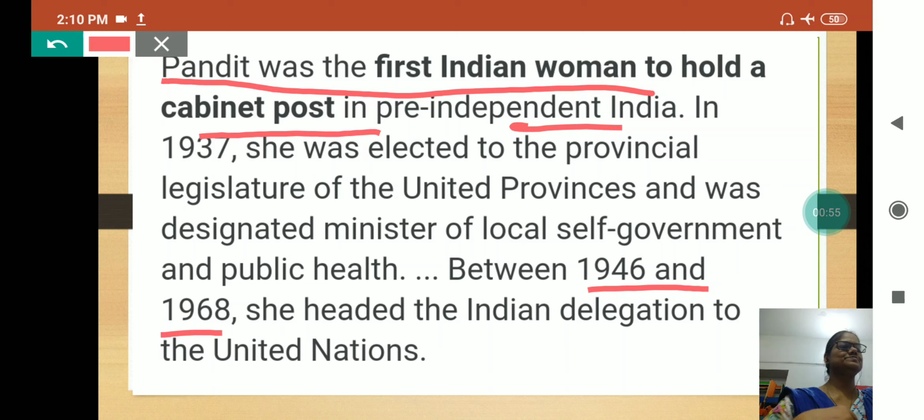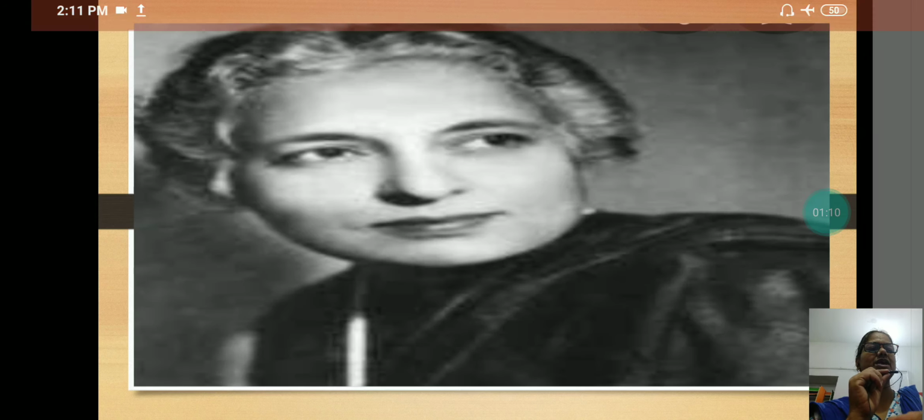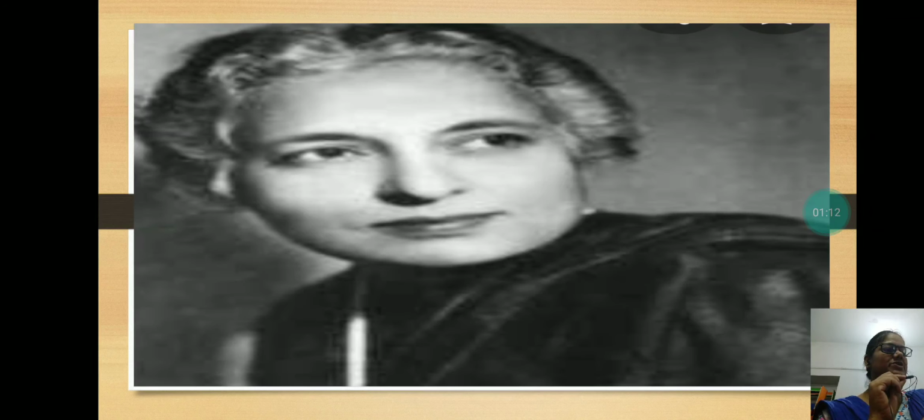She was heading the Indian delegation in the United Nations. Now I am showing you the picture of Vijaya Lakshmi Pandit. This is the picture of Vijaya Lakshmi Pandit. She was the first woman president of the UN General Assembly.